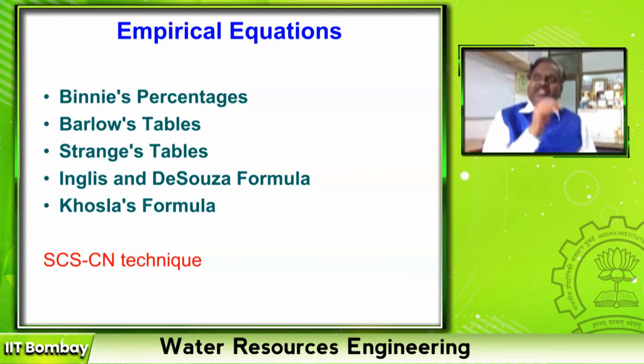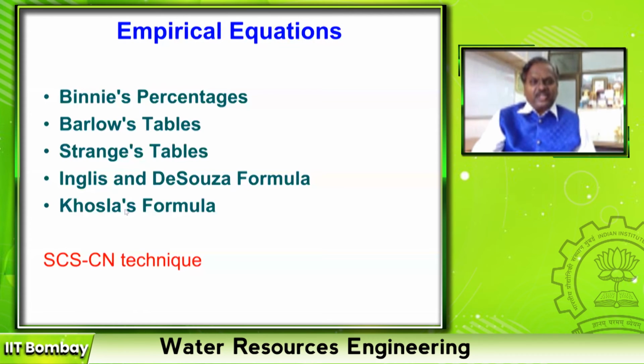An empirical equation which is developed in one basin or one location of the basin cannot be employed to other basins, unless you test it, right? So we will see some of the famous equations. The first one is Binnie's percentages, right?